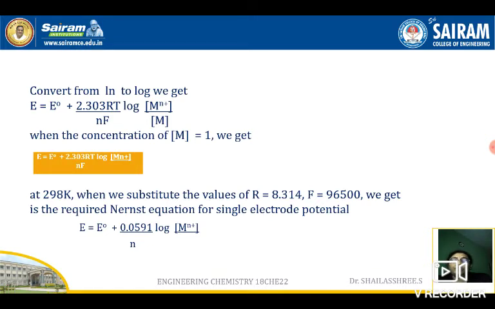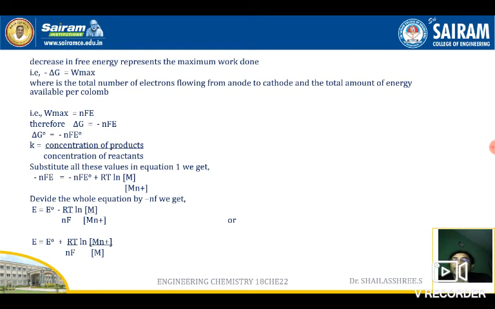That is, delta G is equal to the maximum work done, which is equal to nFE. So delta G will become equal to minus nFE. Delta G naught is equal to minus nFE naught. The equilibrium constant will become M by Mn+. Okay, when we substitute all these values in the given van't Hoff's equation, we get minus nFE is equal to minus nFE naught plus RT ln M by Mn+.